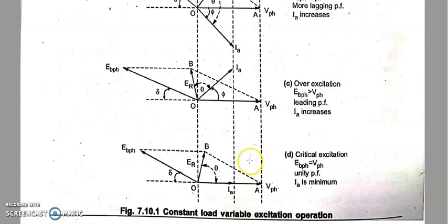What about the earlier case? Earlier case was constant excitation, variable load condition, right? Constant excitation as well as variable load condition. In that case, what happens? Your excitation was constant, that is EB phase was constant, yes or not? EB phase was constant, but delta was changing from light load to heavy load. Delta 1, delta 2, delta 3. What happened? The delta got increased in the earlier case.